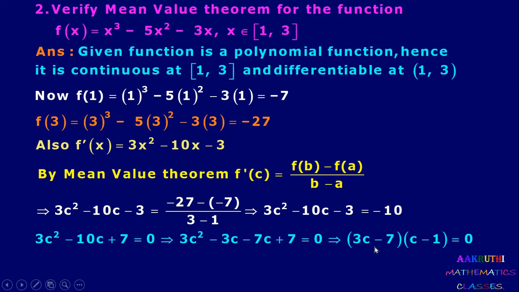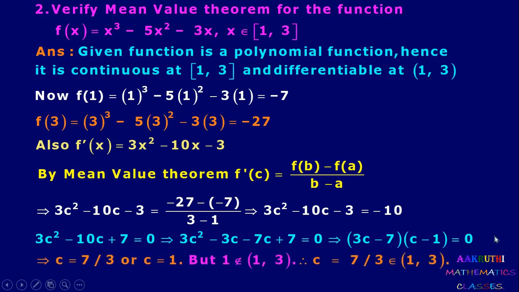We get 3c minus 7 into c minus 1 equal to 0. Now here we take 3c common outside, remaining is c minus 1. And here we take minus 7 common outside, remaining is c minus 1. So we get c minus 1 into 3c minus 7 equal to 0. So this implies 3c minus 7 equal to 0 or c minus 1 equal to 0. So therefore c equal to 7 by 3 or c equal to 1.